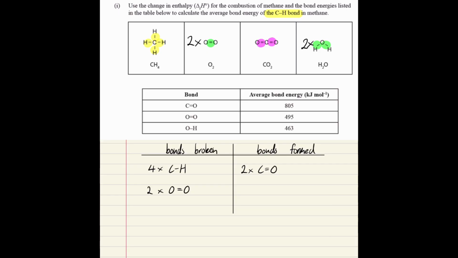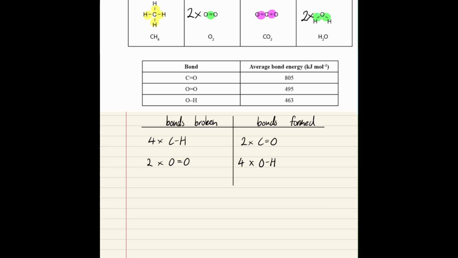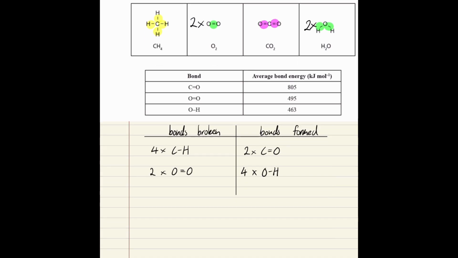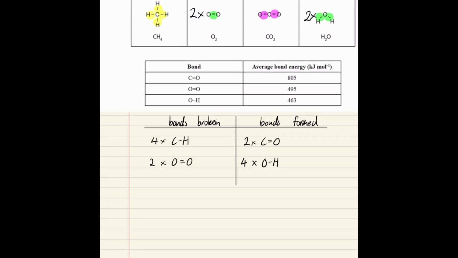Every water molecule has 2 O to H bonds, and I've got 2 water molecules. So that means I've got 4 O to H bonds. Not 2. That's one of the most common mistakes: you recognize that there's 2 waters, but then you say, okay, there's 2 O to H bonds, and so you get the incorrect number.